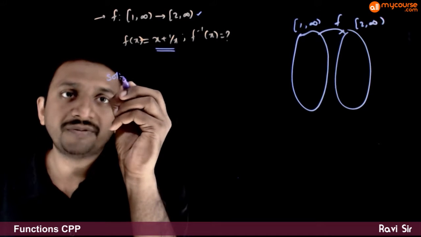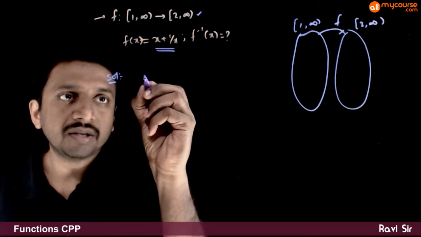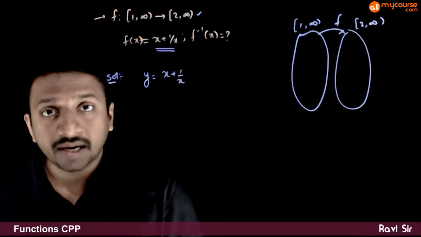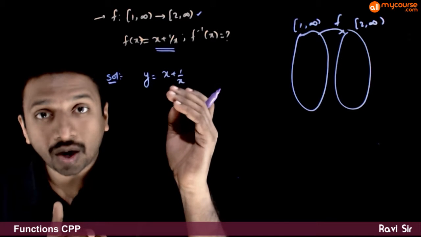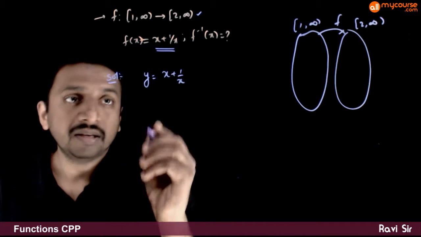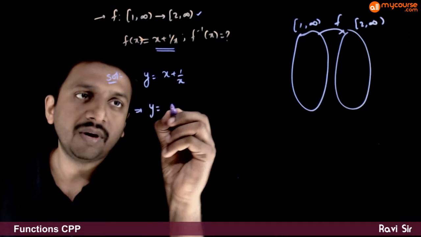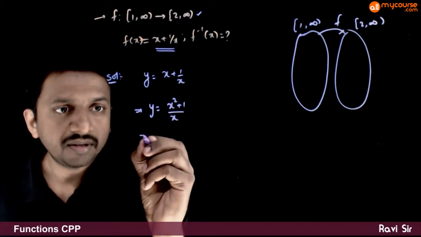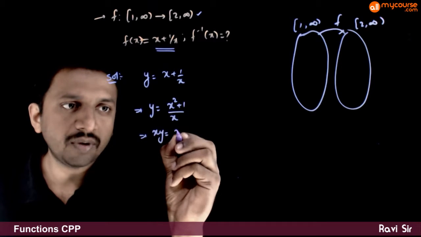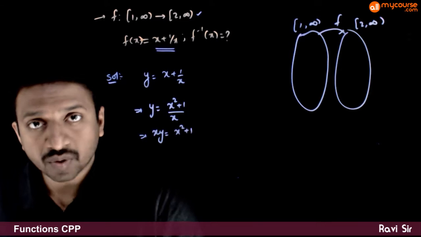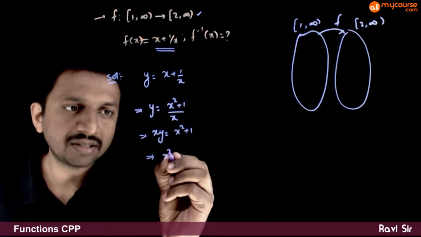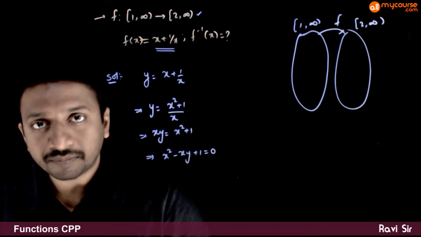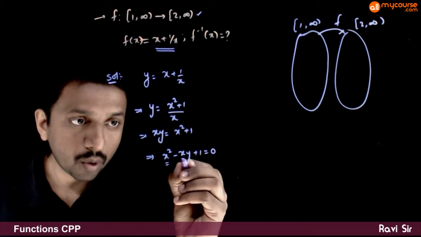So we know the process to find the inverse function. Let us start with y is equal to x plus 1 by x, and you need to find what x is in terms of y. So y is equal to, if you take LCM, (x square plus 1) by x. This implies xy is equal to x square plus 1. This implies x square minus xy plus 1 is equal to 0. So this looks like a quadratic in x.